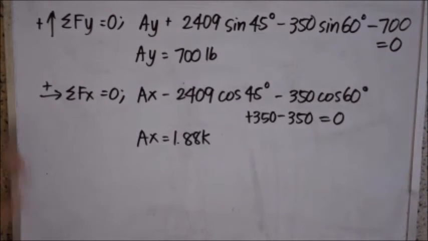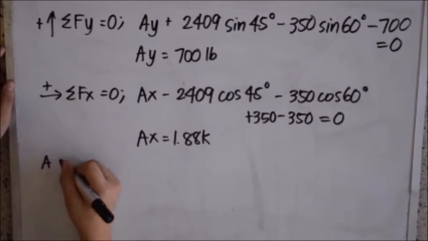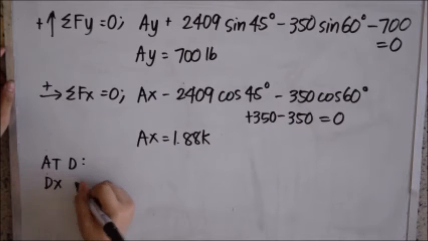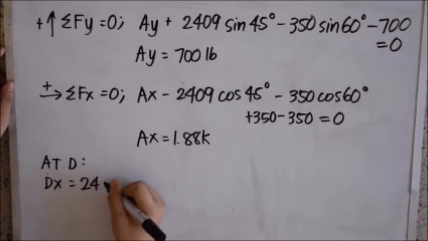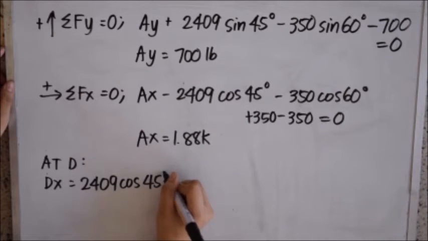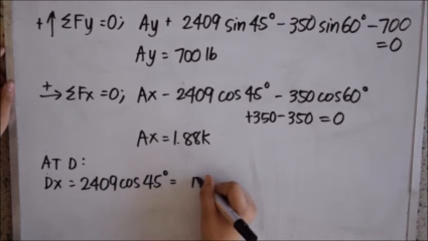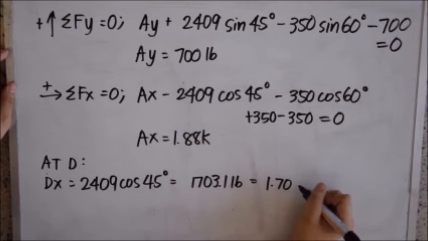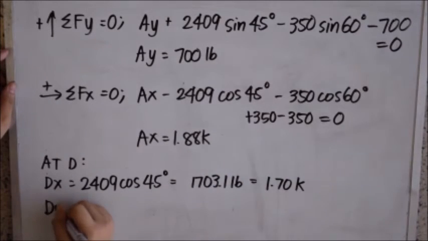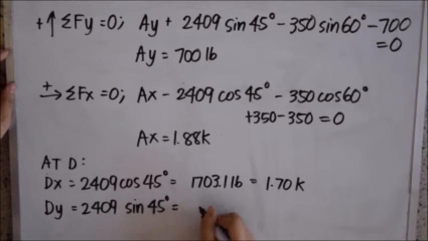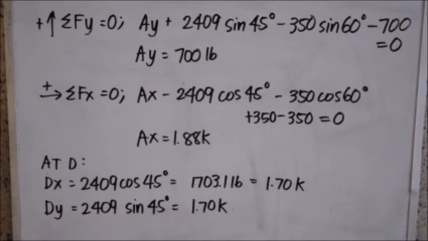Since may tension na tayo sa BD, makukuha natin yung reaction sa D. Iko-component lang natin yung force na BD. So, Dx is equals to 2,409 cosine 45 is equals to 1,703.1 pounds, which is 1.7 kips. Ang Dy natin is equal to 2,409 sine 45, which is also equal to 1.70 kips.